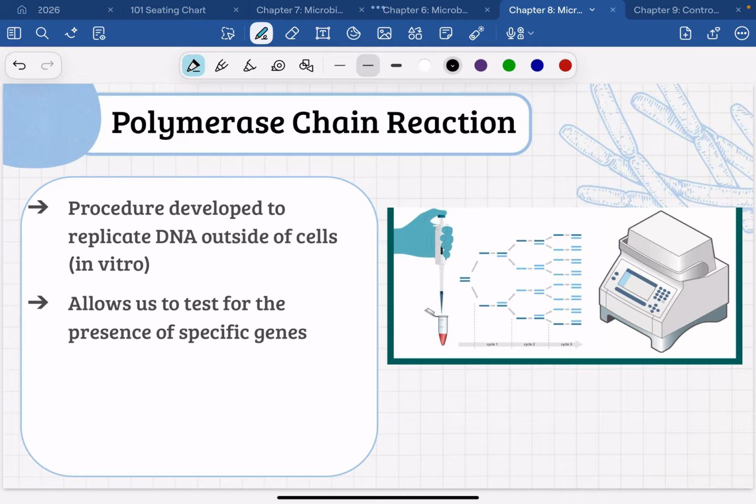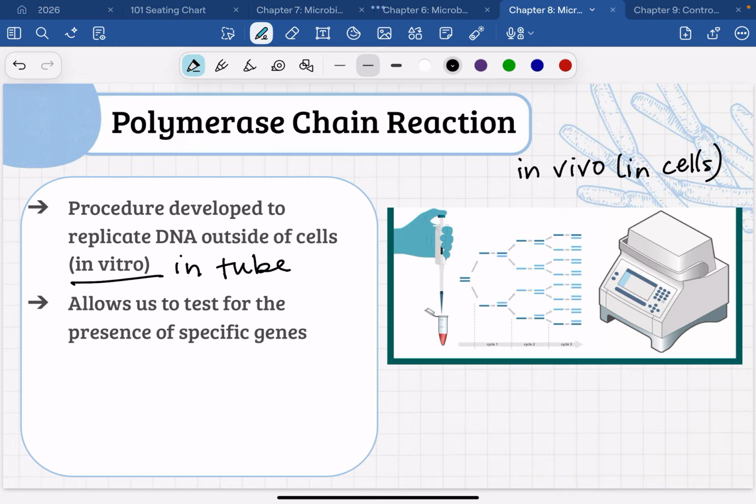And what polymerase chain reaction does is it's a procedure developed to replicate DNA outside of cells, or basically in a tube. And that is what the word in vitro means. In vitro basically means in a tube. The opposite of in vitro, if you're curious, you may see it around in other classes, is in vivo, which means like in your body or in your cells. Okay, so in vivo means in your cells, but in vitro means outside of your body, in a tube.